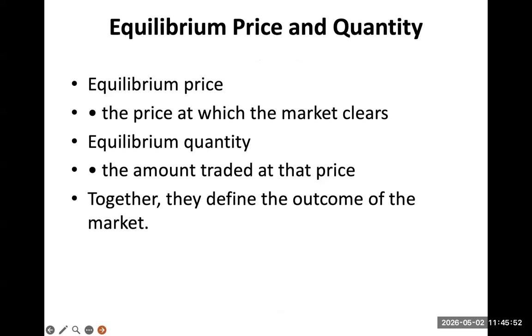So equilibrium price is the price at which the market clears. And the equilibrium quantity is the amount traded at that price. Together, they define the outcome of the market. We are saying that in equilibrium, the equilibrium price is the price at which balance occurs, and the equilibrium quantity is the amount traded. So whenever demand is equal to supply, the equilibrium price is determined, and the equilibrium quantity is also determined.